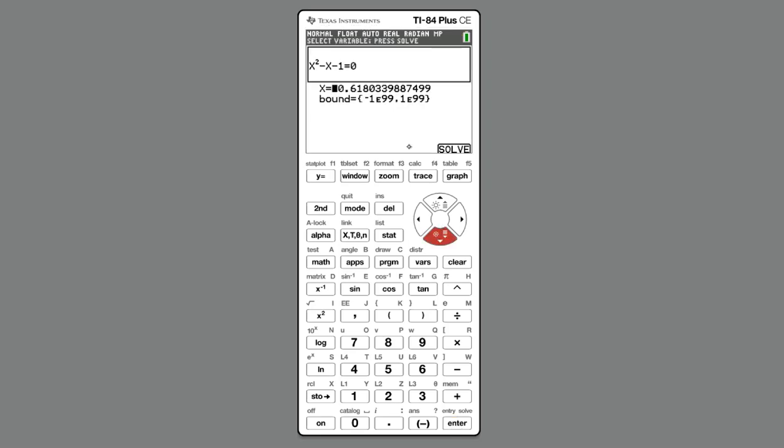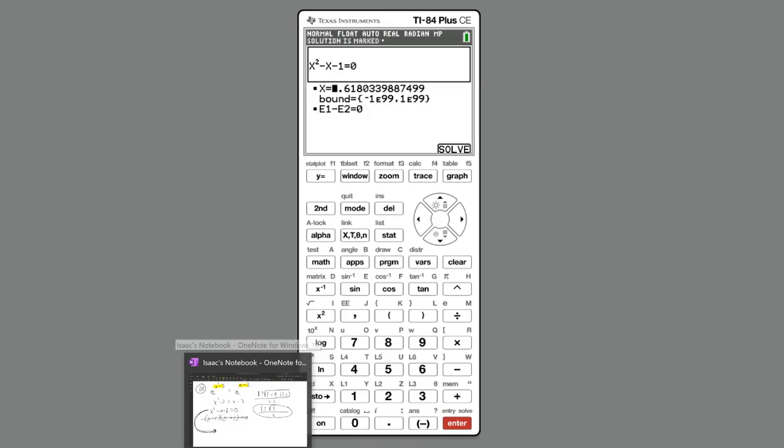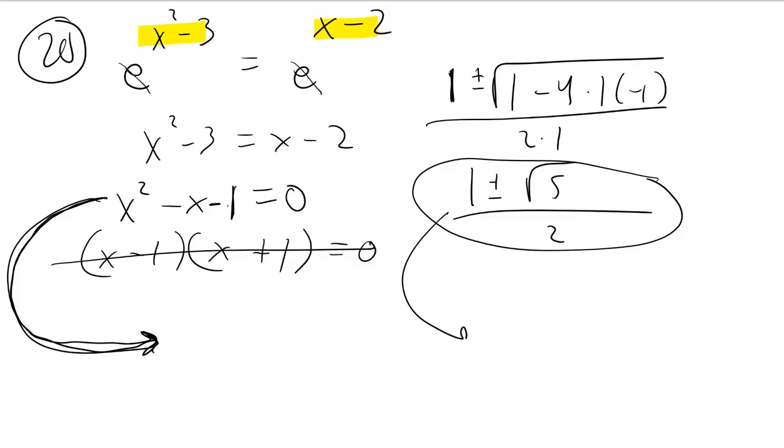But you go down, and then on top of here, top of x equals, if you hit alpha enter, you'll notice that it says solve in green down here. If you do that, it will find you one of your answers. And so 1.618. So one of these is approximately 1.618.